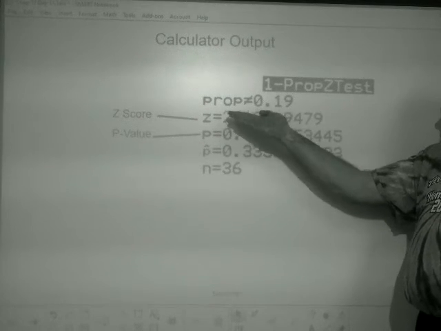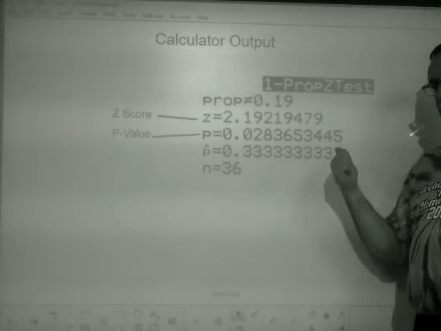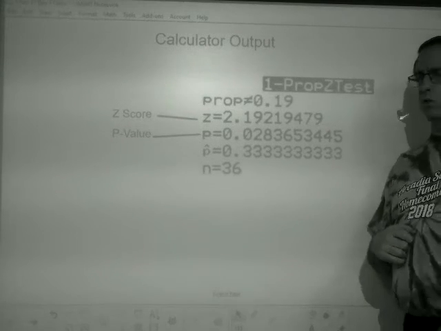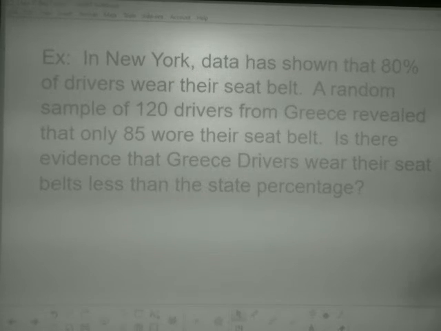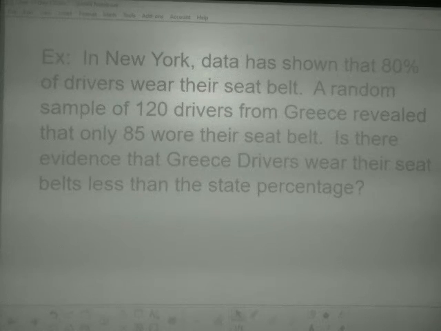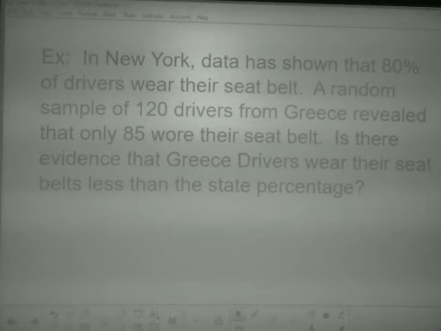But your calculator gives you the z-score and the p-value, and you just have to write those down. I'm going to do an example and show you how this whole thing plays out. Here's a scenario. In New York, data has shown that 80% of drivers wear their seatbelt. A random sample of 120 drivers from Greece revealed that only 85 wore their seatbelt.